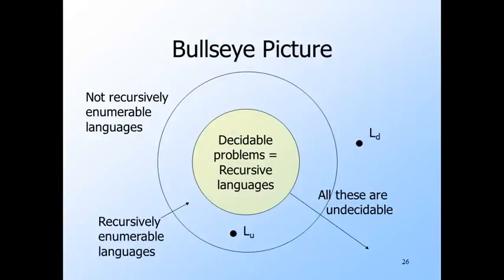So here is our improved version of the universe of languages. We still have the decidable problems, or equivalently recursive languages, in the center. Outside, there are 2 kinds of undecidable problems. The second ring is the languages that are recursively enumerable but not recursive. We now have a concrete example of such a problem, L sub U, the universal Turing machine language. And beyond that is the not recursively enumerable languages, of which we have one concrete example, L sub D.